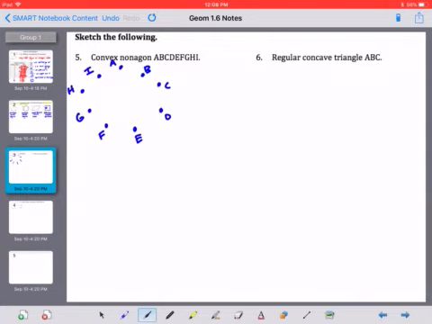Okay, now we just connect those with straight lines, or as straight as possible. It doesn't have to be perfect because a sketch is just freehand. It's just kind of a rough representation. So if it's not perfect, don't beat yourself up about it. So this would be a convex nonagon, A, B, C, D, E, F, G, H, I.